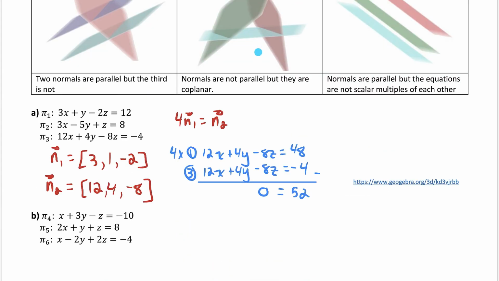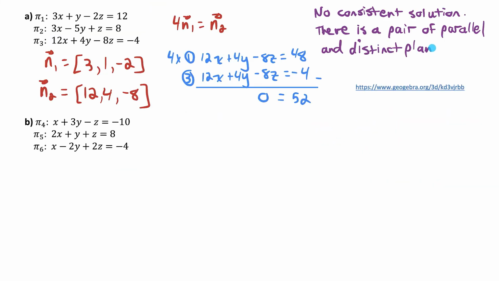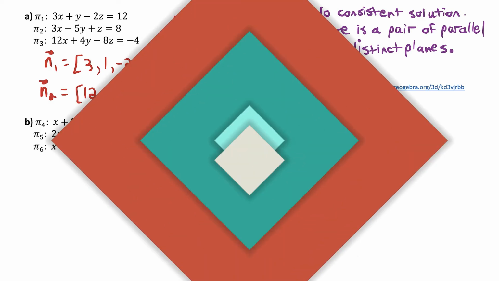So let me just go ahead and write out that answer. There's no consistent solution, and I've described how I know that. That's because there's a pair of parallel and distinct planes in our system. And now let me show you in GeoGebra what we had in this system.